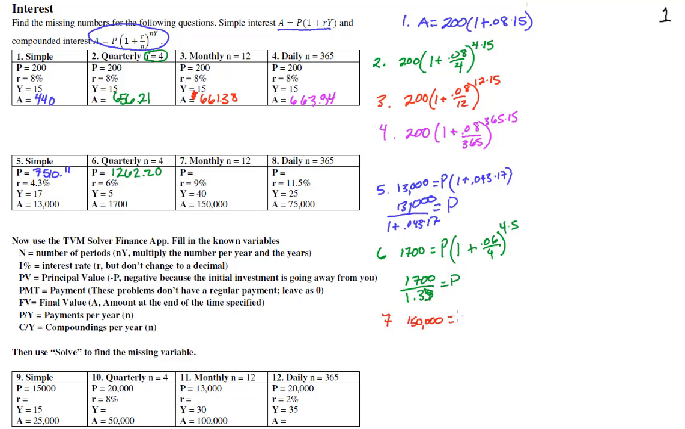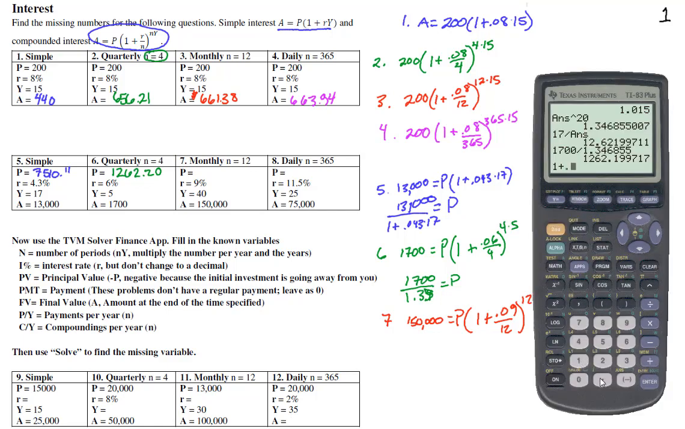And that's going to equal the original principal, 1 plus 0.09 all over monthly is 12, all to the 12 times 40. That's going to be 480 in the exponent there. And see what happens. So it's going to be 150,000. Let's punch this guy in and see what we get.